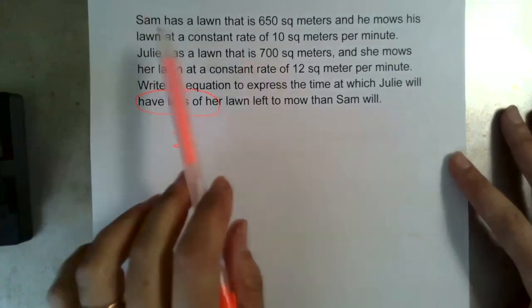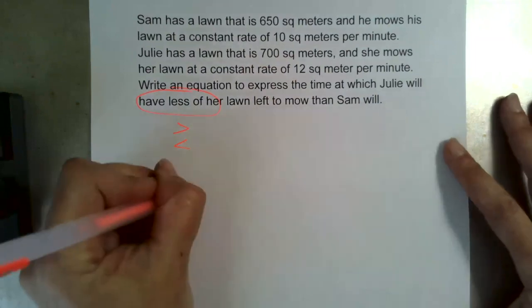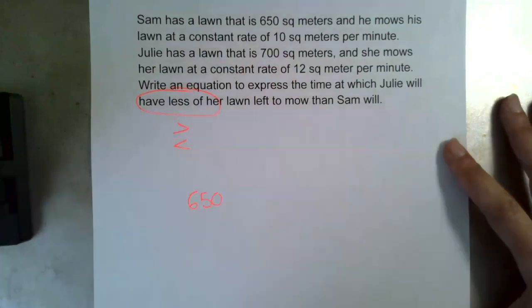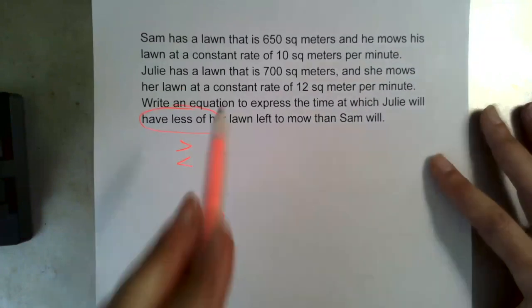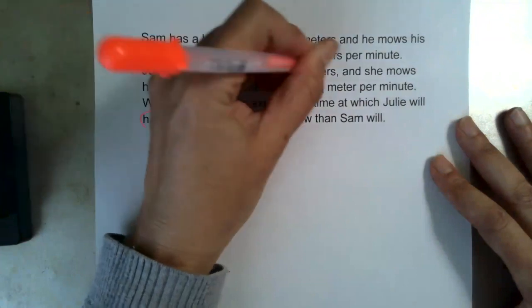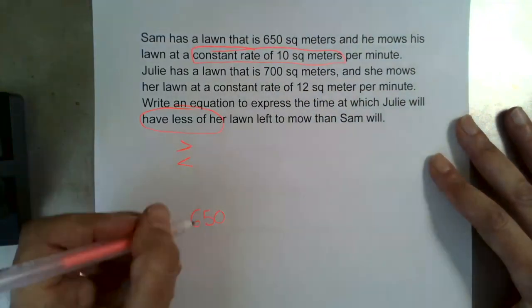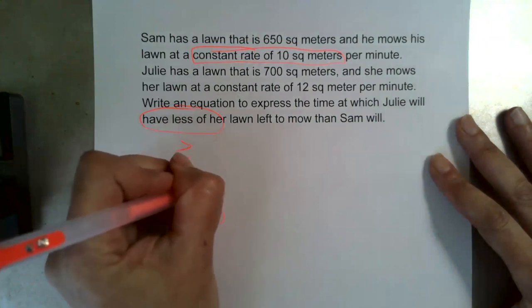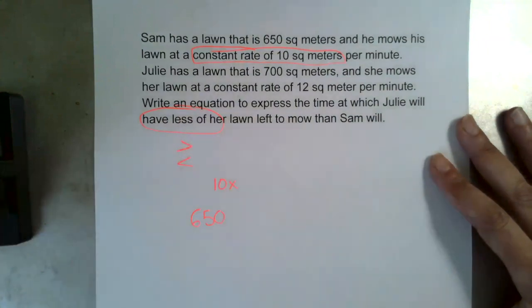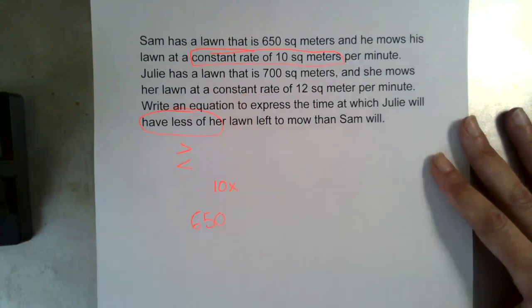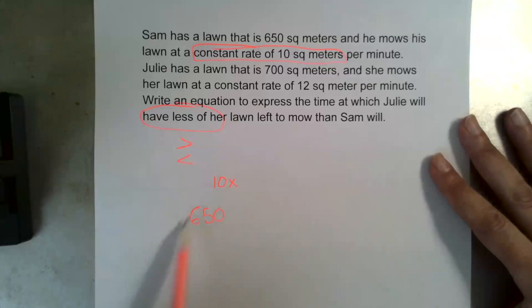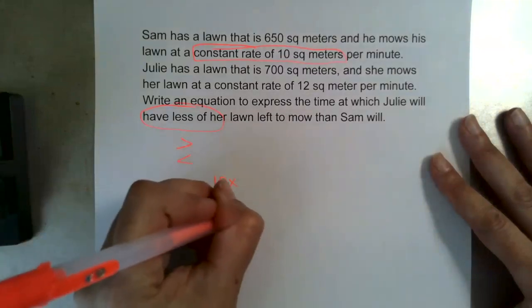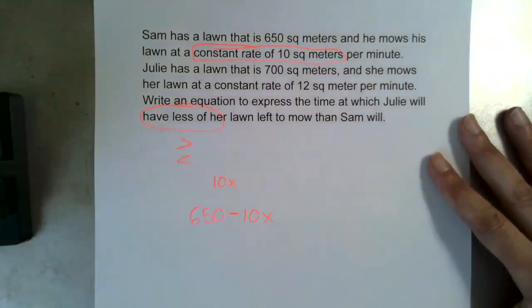First, let's just express what's happening with Sam. Sam has a lawn that is 650 square meters. That's our B. And he mows his lawn at a constant rate. There's our info for M. So we know that our M is 10, so we know that our MX is 10x. Now, if I want to know how much lawn he has left to mow, that means I'm taking the amount of lawn he has and I'm subtracting from it the amount he's mowed.